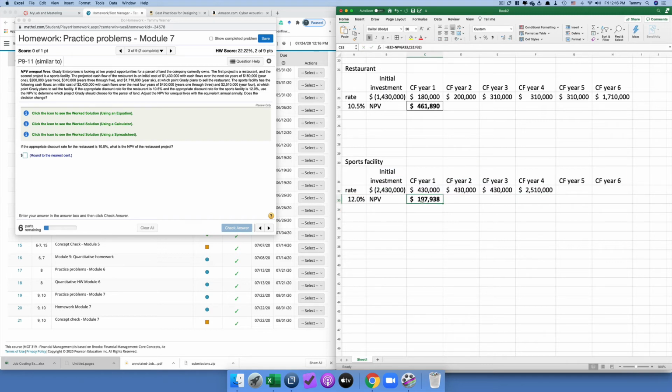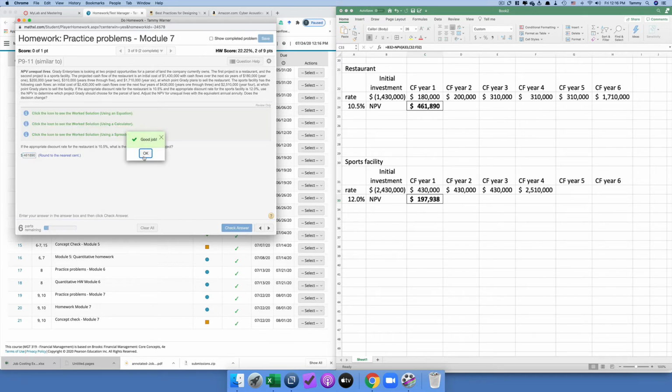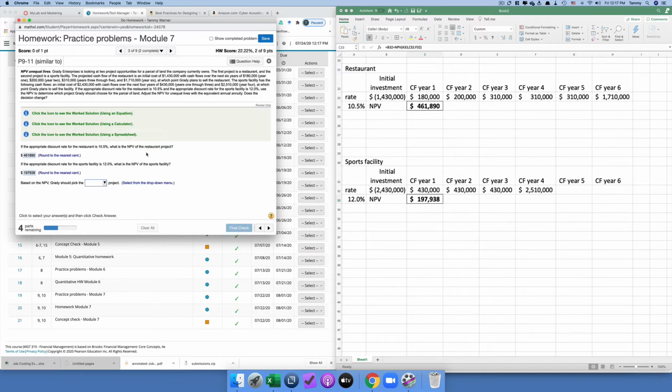Okay, so our net present value of the restaurant is going to be $461,890. And the net present value for the sports facility is $197,938. And so there's that. Okay, so given that, we should choose the investment with the highest net present value, so we should choose the restaurant. Straightforward.